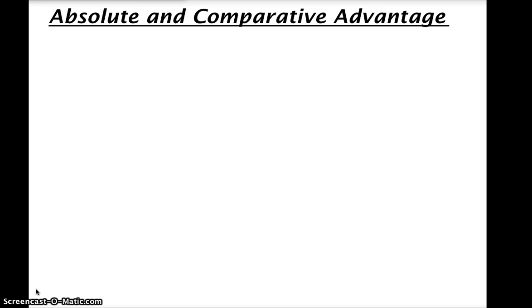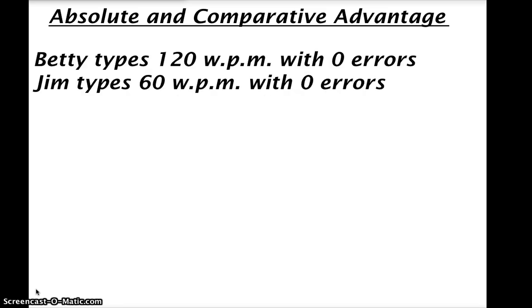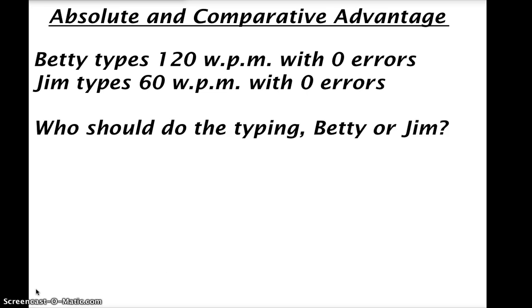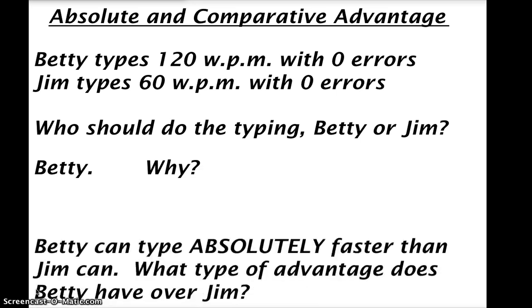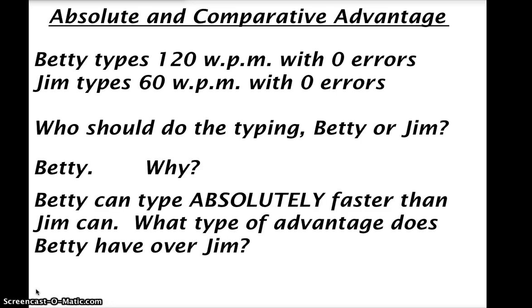So that brings us to absolute and comparative advantage. So let's take an example. Betty types 120 words per minute with 0 errors, and Jim types 60 words per minute with 0 errors. So who should do the typing, Betty or Jim? Well, if you realize that this might be a trick question, you need more information. If you just look at the numbers, you should definitely say Betty. She types twice as fast as Jim, right? And so Betty can type absolutely faster than Jim can.